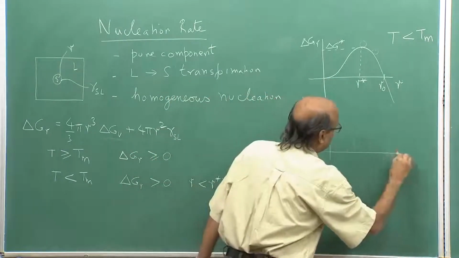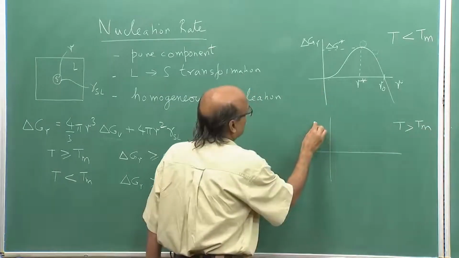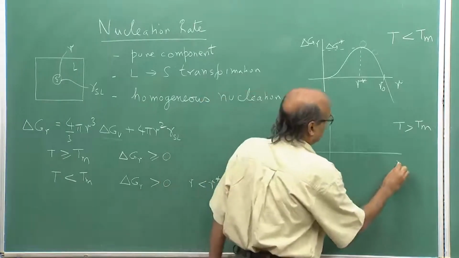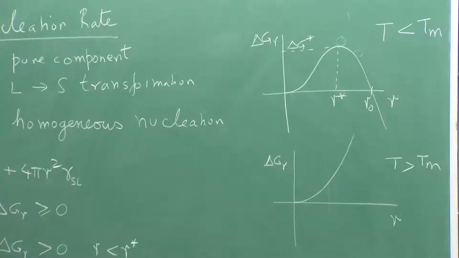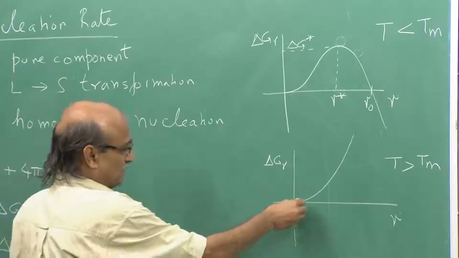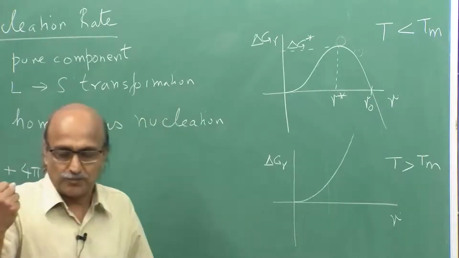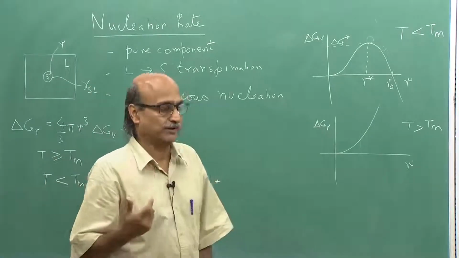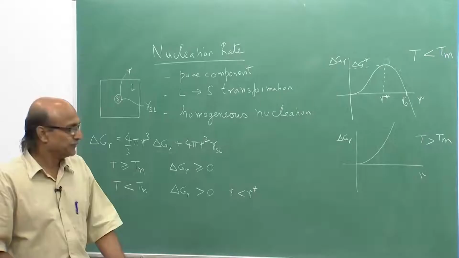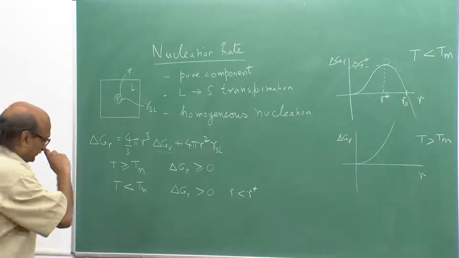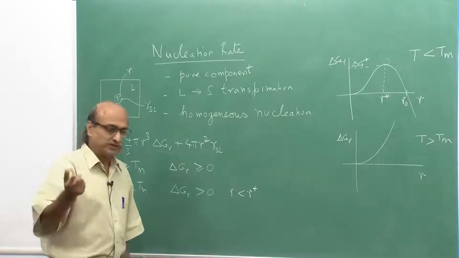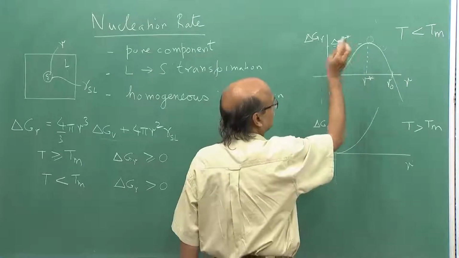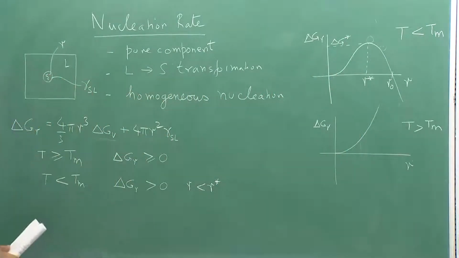For temperatures greater than Tm, if I were to plot delta Gr versus r, then we would simply have a monotonically increasing change in free energy, which just suggests that whatever nucleus forms will always be unstable and it will dissolve back. Now, how are these nuclei forming? They are just forming by chance when some atoms or molecules come together and form a cluster which has a structure same as a solid. If that nucleus is unstable in this situation or in this situation, then that nucleus will tend to dissolve back.